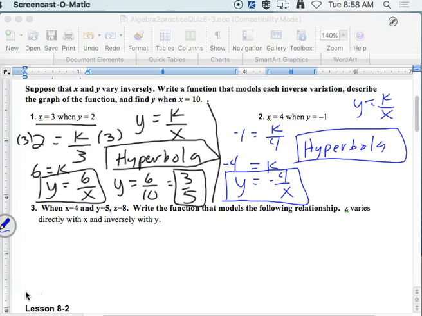Now, if we wanted to go a little further, for number 1, we could have said it's a hyperbola in the first and third quadrant. Where would this one be? Second and fourth, because it has a negative, but hyperbola is good enough. And then what do we need to do? Find y when x equals 10. What's that reduced to? -2/5.